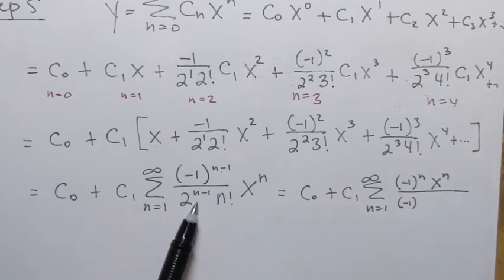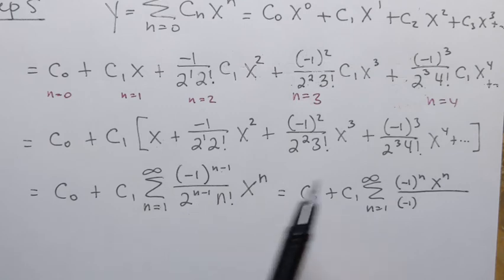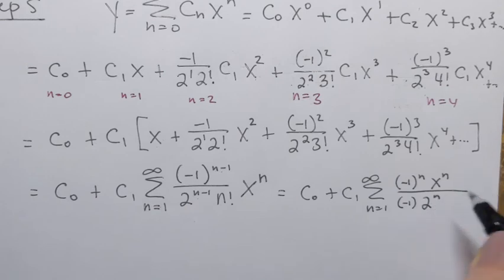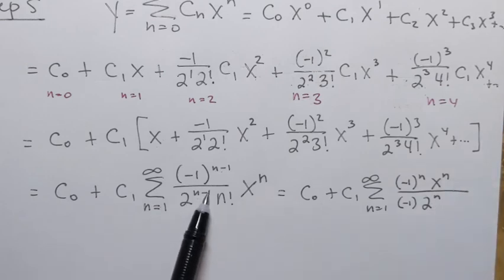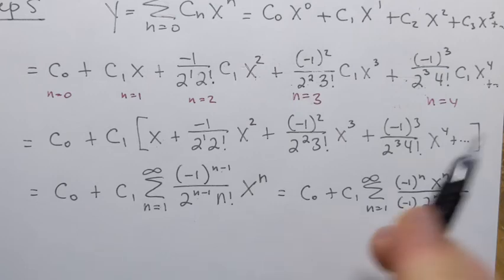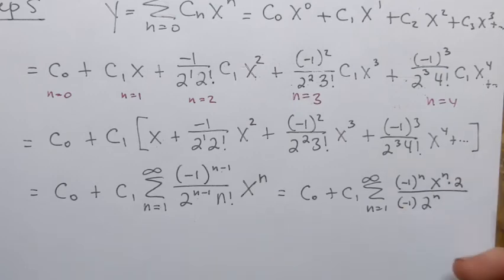Then in the denominator, I'll do the same trick with the power. I will separate power n and power negative 1. So I'll have 2 to the power n, and then 2 to the power negative 1, it's the same as 2 to the power 1 in the numerator. So I'll place it here. And I also have n factorial.